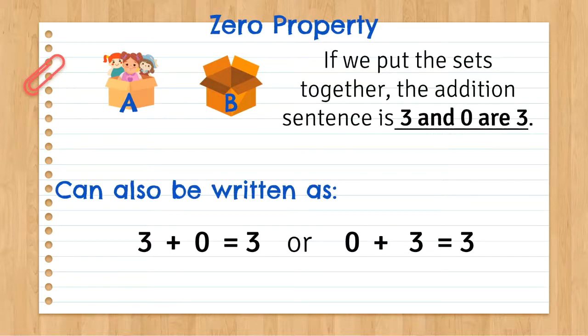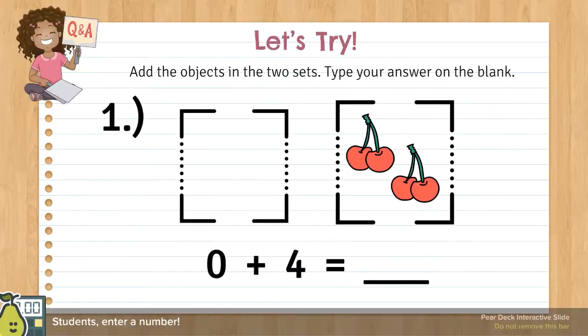So let us try it. Let's try to recall if we really understood the zero property of addition. Let's try example 1. In the first set, I have nothing. There's nothing there, or it's 0. And in the second set, I have 4 cherries. So if we put it in addition sentence, we have 0 plus 4 equal to, correct, it's equals to 4. So if you put 0 or nothing together with 4, you'll have 4 all together.